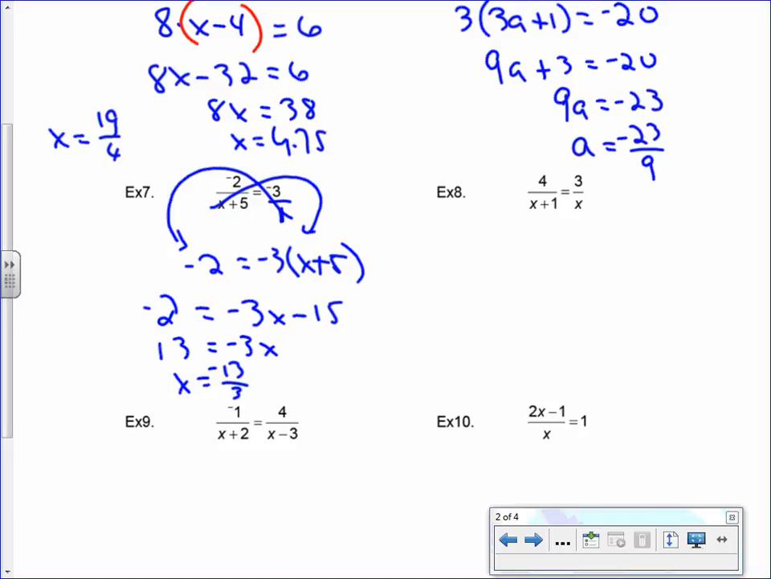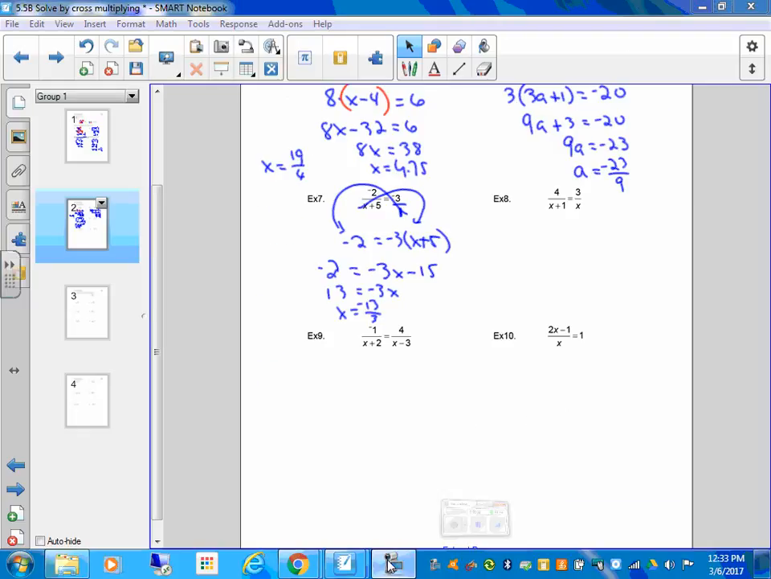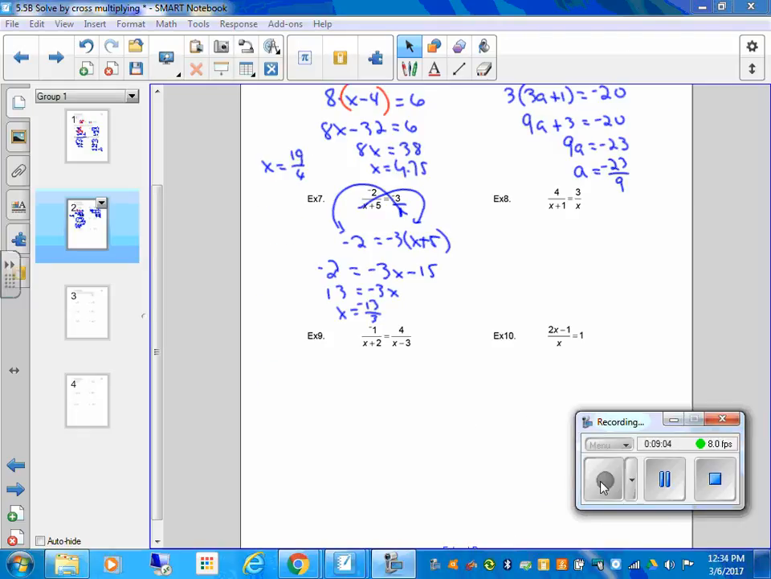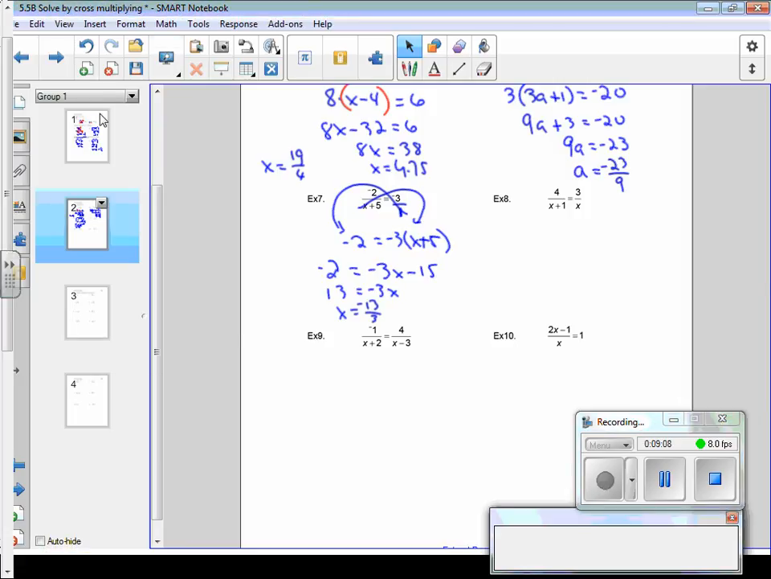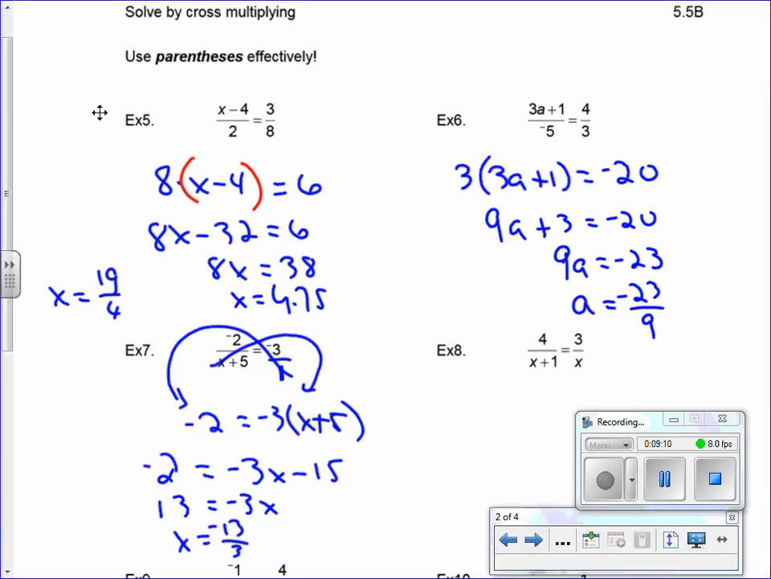Okay? All right, so I'm going to pause for just a second. I want you to try example 8 on your own. Okay, I'm going to show just the smallest amount of work for these.